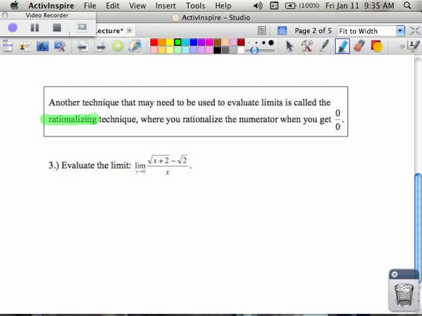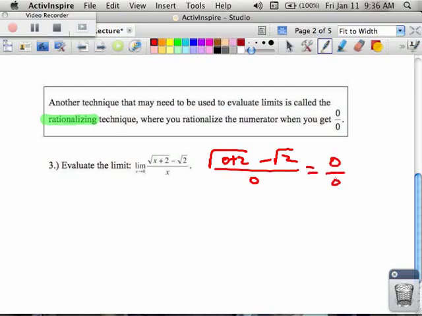Our whole math career, we've been getting rid of the square roots on the bottom, and now what they try to do is they try to get rid of them on the top. Strange. It's a technique that works though. So as I look at this thing, I try, as always, always try to plug in first. So I try to plug in. And I get the square root of 0 plus 2 minus the square root of 2 all over 0. Or in other words, darn it, I get 0 over 0. No good.